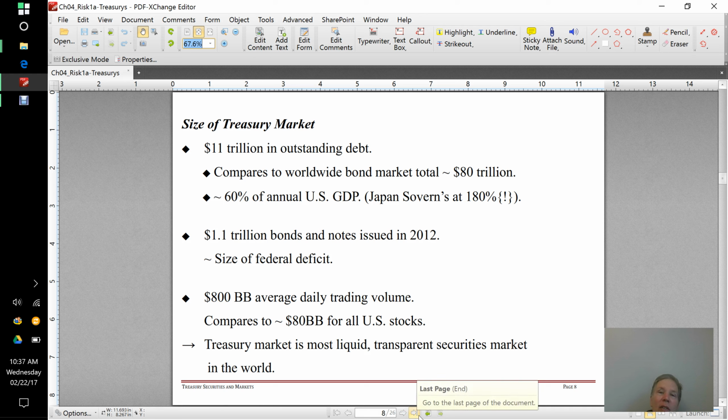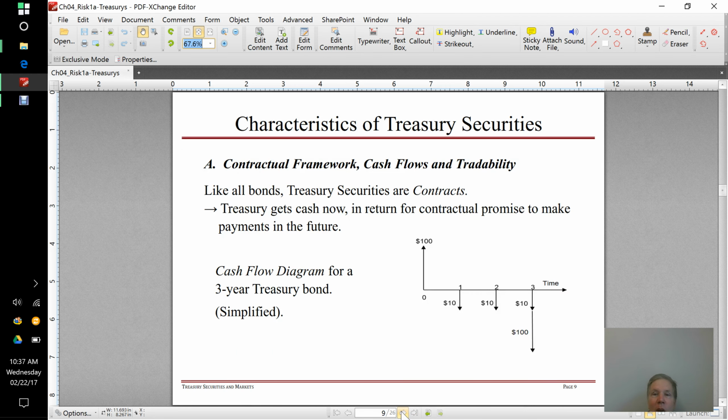So with all this in our pocket, it's fair to say, and is said because it's true, that the US Treasury market is the most liquid, transparent securities market in the world, and that will become important for a number of reasons as we go on.